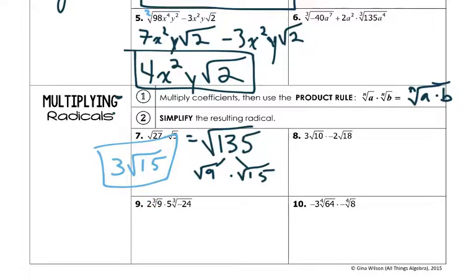So 2 times 5 gives us 10. So this is going to be 10, and then cube root. 9 times negative 24 gives us negative 216. Well, there's good news here. Negative 216 is a perfect cube. Yes, you can have negative numbers that are perfect cubes. Any odd root can have negative perfect powers. The radicand can be negative if the root is odd.